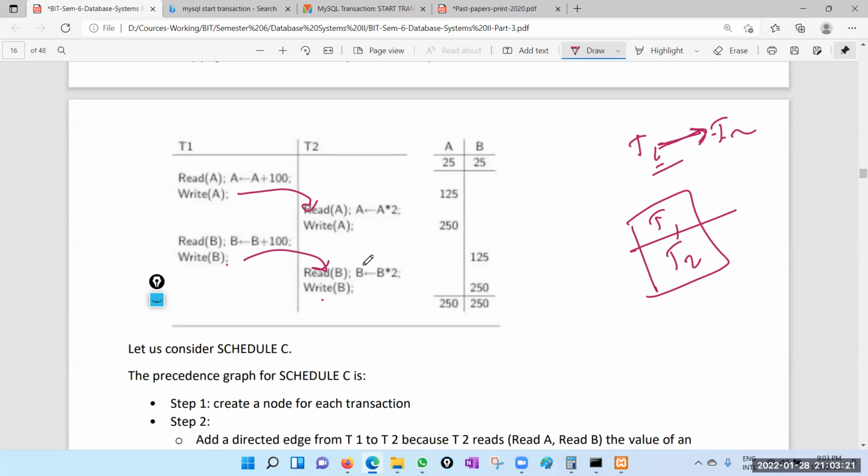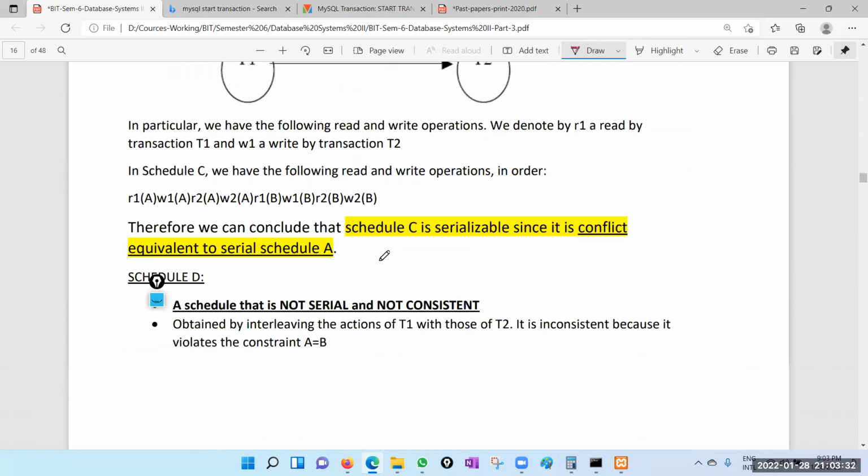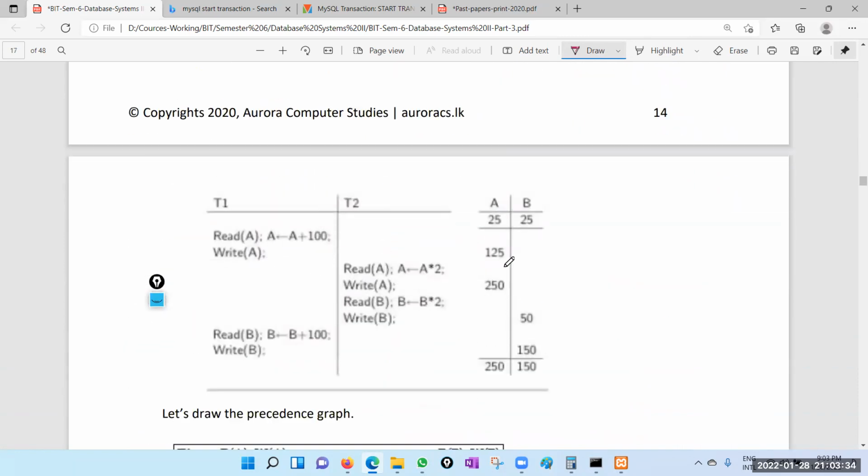So therefore, this is a conflict serializable schedule because there is no cycle, and it is equivalent to T1 followed by T2. So let's look at another schedule. This one. So you do the first part of transaction 1, then we do the full transaction 2, then we do the second part of transaction 1.